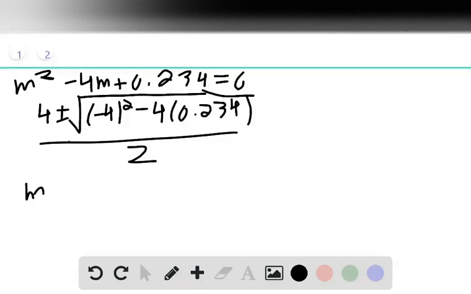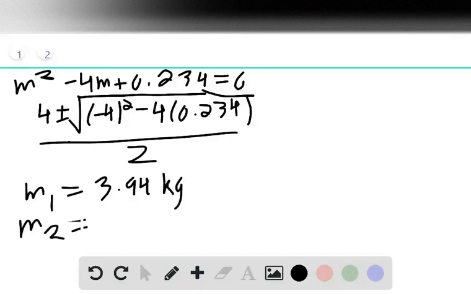So M1 equals 3.94 kilograms, and M2 equals 0.06 kilograms. And of course, you can check by adding these, and they will add up to 4.